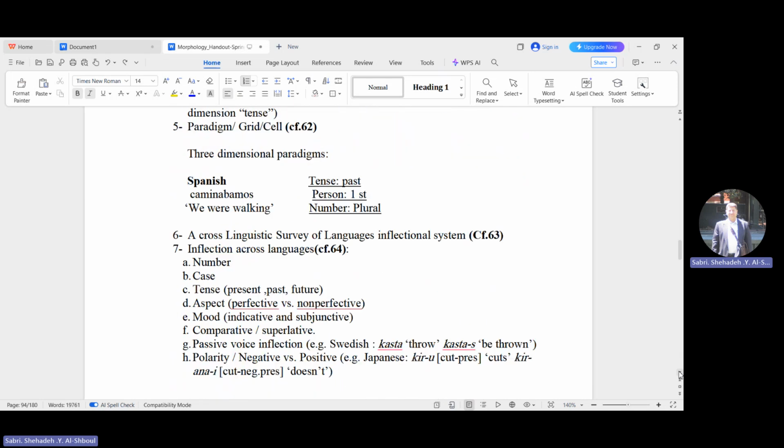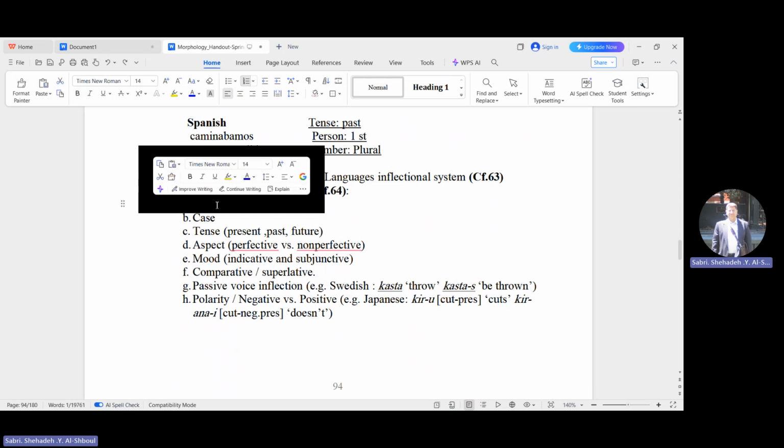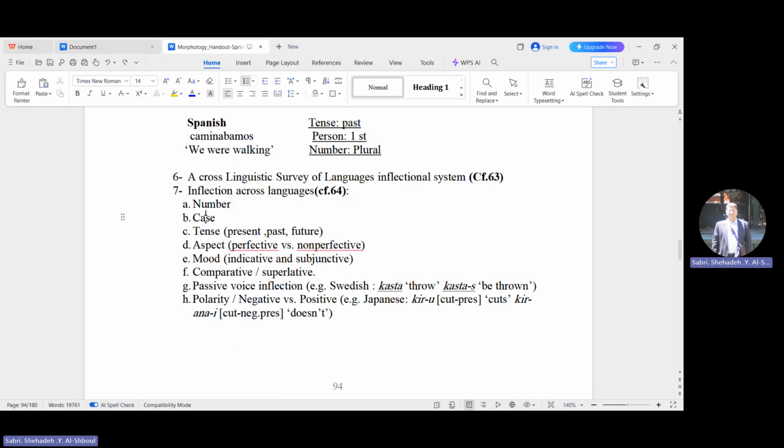Okay, so here, of course, we have the inflectional levels. We have number, like singular, plural, dual. We have case, like nominative, accusative, dative, genitive, ablative, locative, and so on and so forth. Tense, we have the present tense, the past tense, the future tense. And the aspect here, we have the perfective and non-perfective aspect. The mood, we have indicative mood, subjunctive mood, comparative, superlative. The voice, we have the passive and the active voice. And all these reflect the modality of the inflectional level. And finally, the negative or polarity items, as in negative polarity items.